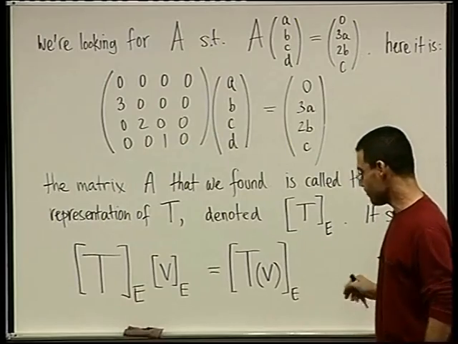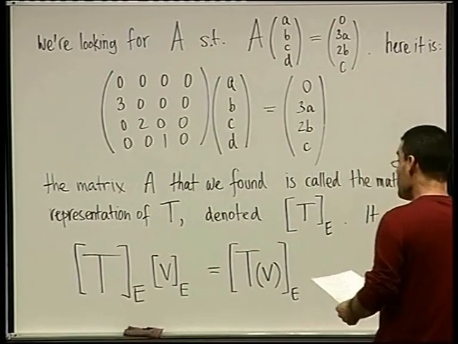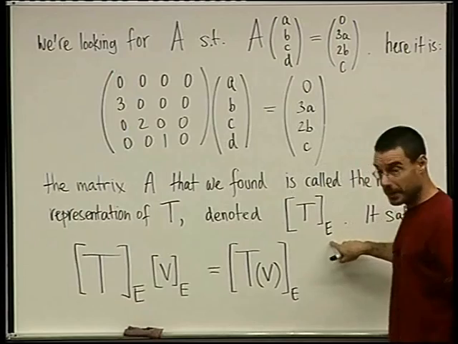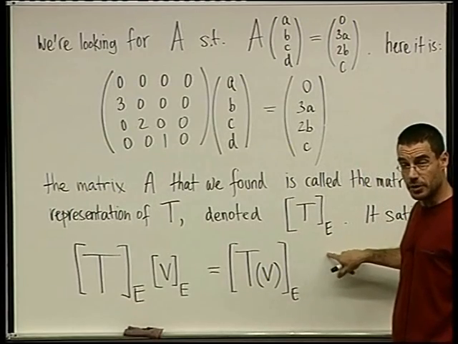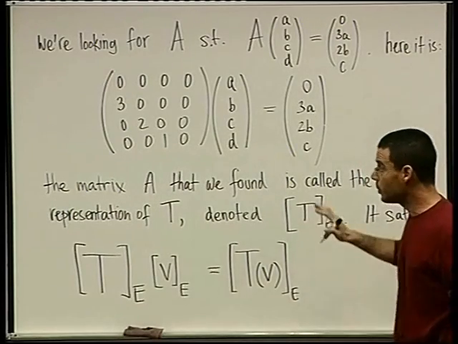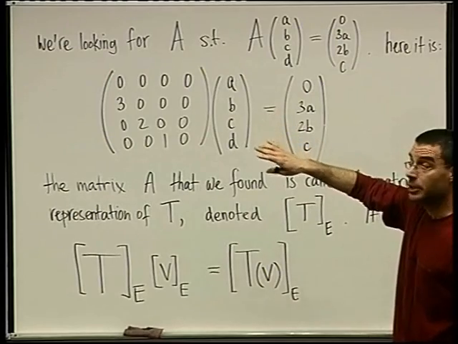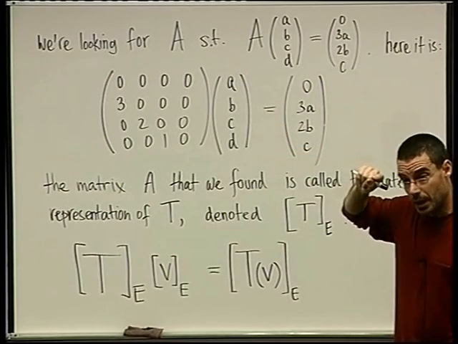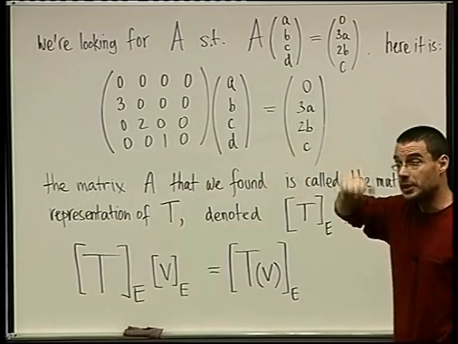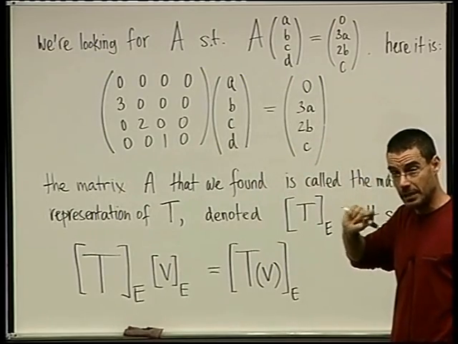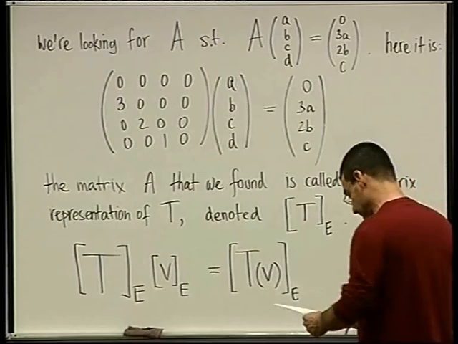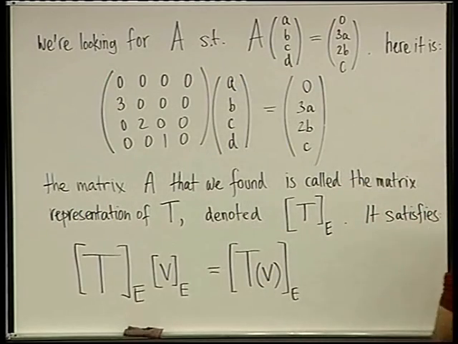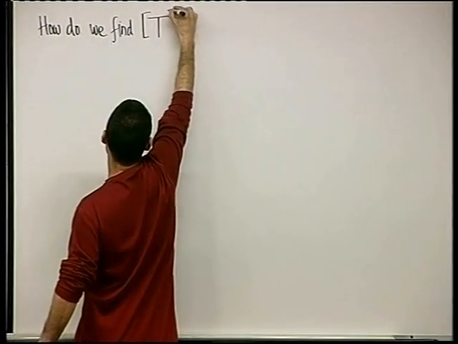Okay. So how do we find T sub E in general? How do we find the matrix in general? Well, not in general yet. We're still in the realm of a linear operator from a space to itself, from V to V, not yet from V to W. That's going to be in a minute. So how do we find the matrix representation?